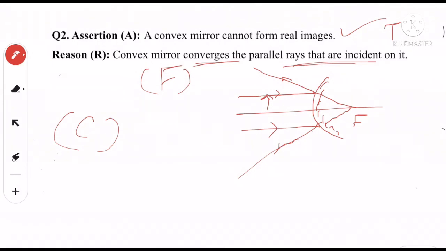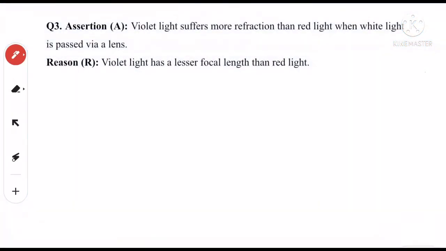Okay, so in this way we have to solve the assertion reasoning type questions. Next one is: violet light suffers more refraction than red light when white light is passed through a lens.